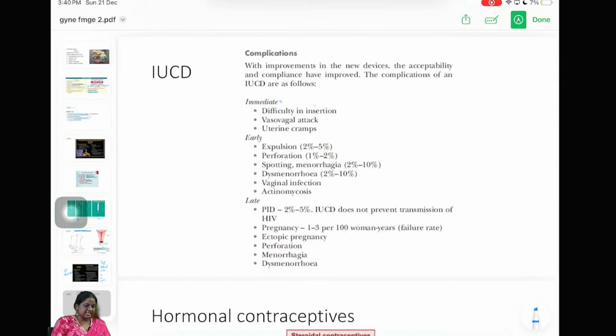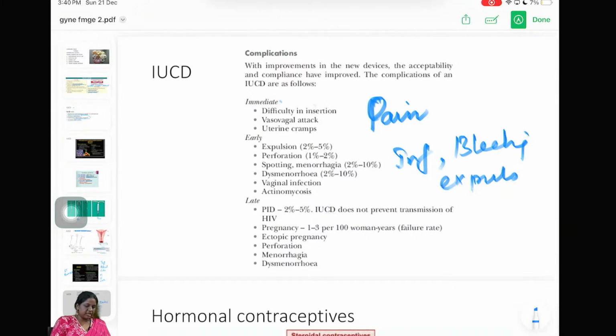Immediate means immediately there can be a cramp, that is pain. Pain can be the first thing. Early complications can be infection, bleeding, or expulsion. Whereas late is going to be once again PID, it can be ectopic pregnancy, perforation, and menstrual irregularities.